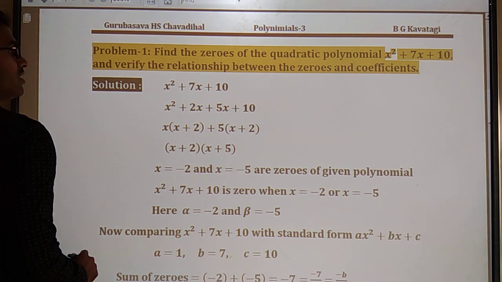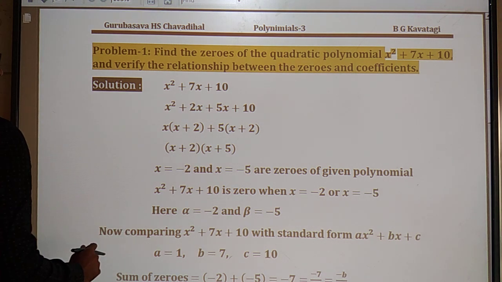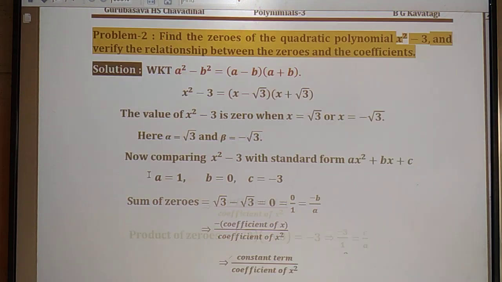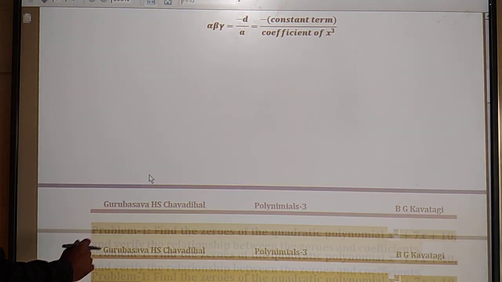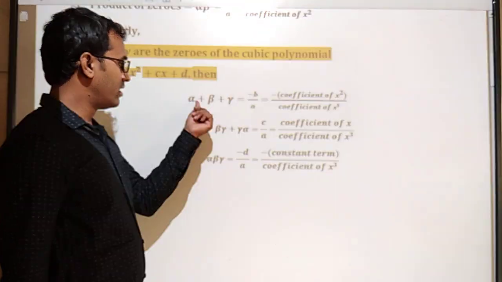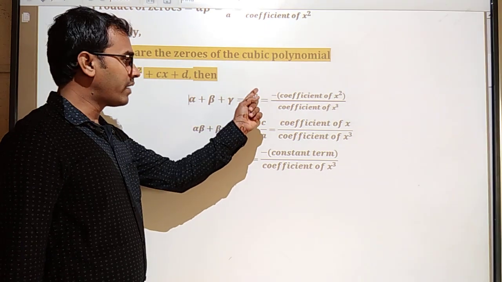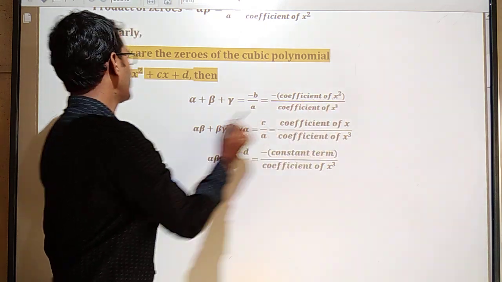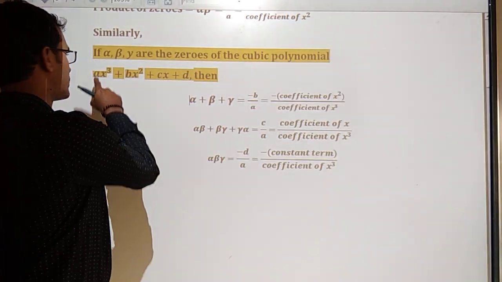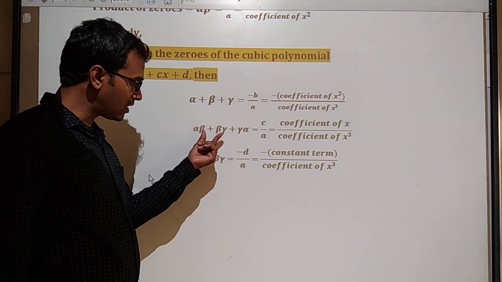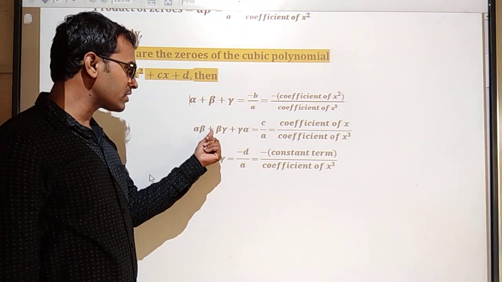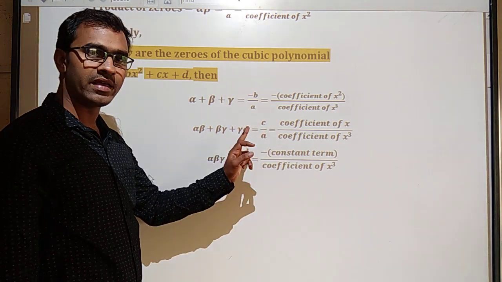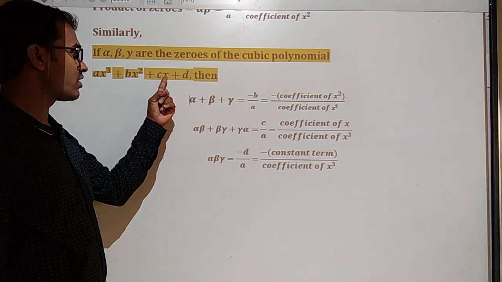A is nothing but the coefficient of x cube. Once again, alpha plus beta plus gamma equal to minus b by a. Minus b, as it is, b means the coefficient of x square, and a means the coefficient of x cube. And the sum of the products of zeros taken two at a time, alpha beta plus beta gamma plus gamma alpha, is equal to c by a. c is nothing but the coefficient of x.